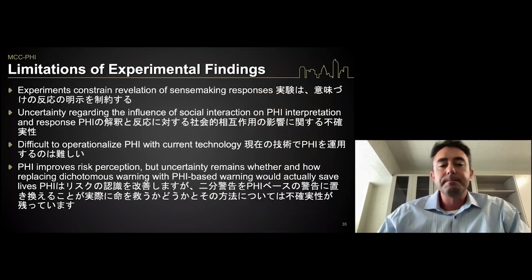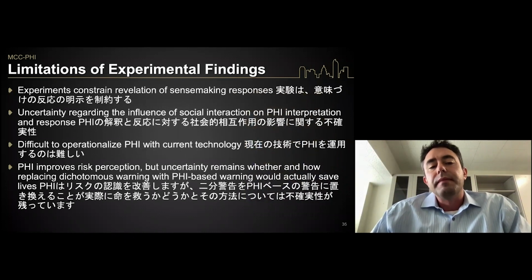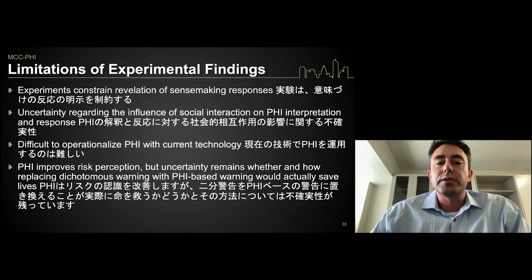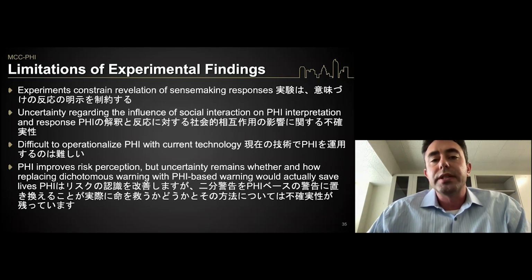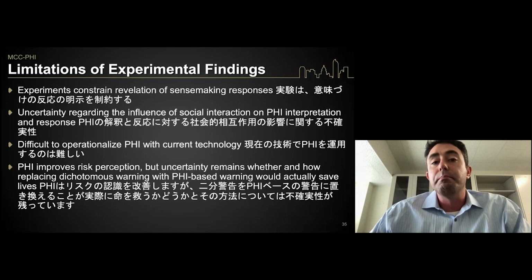So these experiments, while valuable, constrain revelation of actual sense-making processes. Participants are really asked to just say what they would do, but not why they would take that action or not. There's uncertainty regarding the influence of social interaction on FEE interpretation and response. And we know from decades of warning research that warning is a social phenomenon. Very, very rarely will people take immediate protective action when receiving a warning. They will instead mill for additional and confirming information from the physical environment and the social environment.